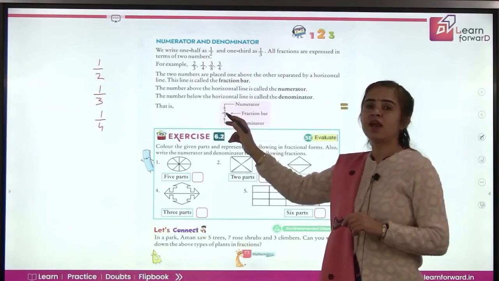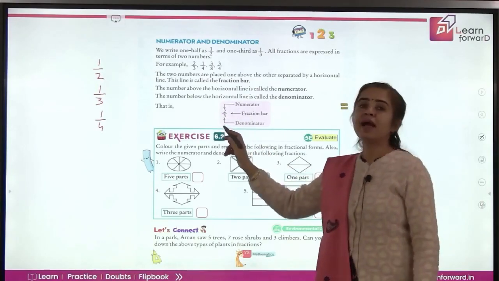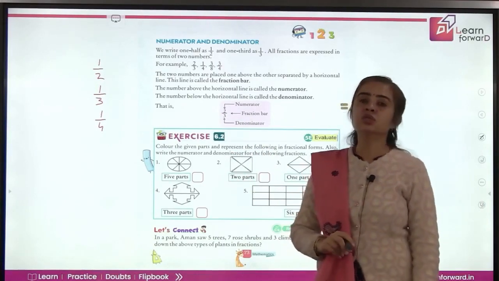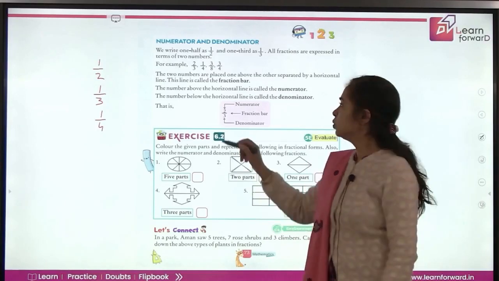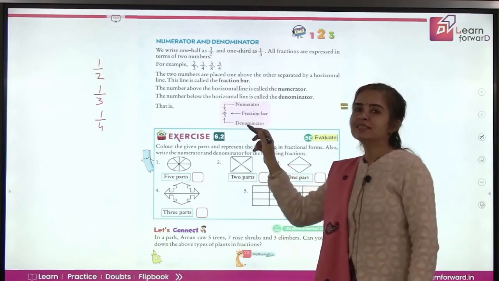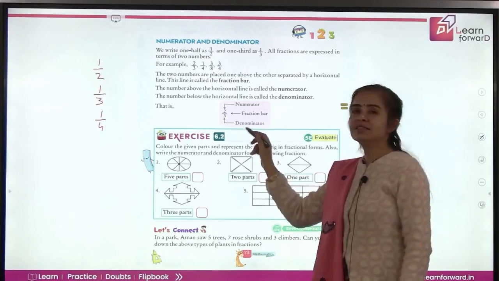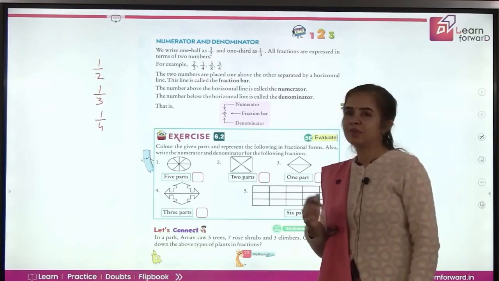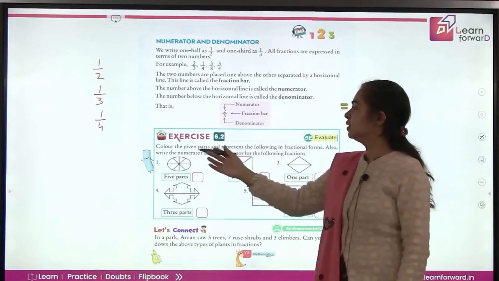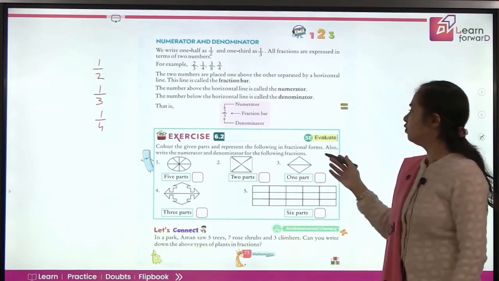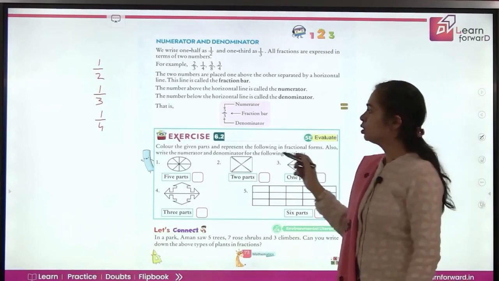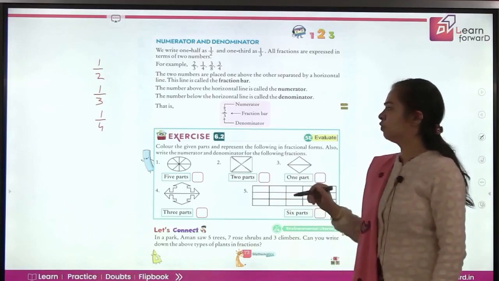So this is how we write. If this is the fraction, we read it as 2/3. We also say this is 2/3, right? So this is the numerator, this is the fraction bar, and this is the denominator. Let's have an exercise for you. Color the given parts and represent the following in fractional forms. Also write the numerator and denominator for the following fraction.